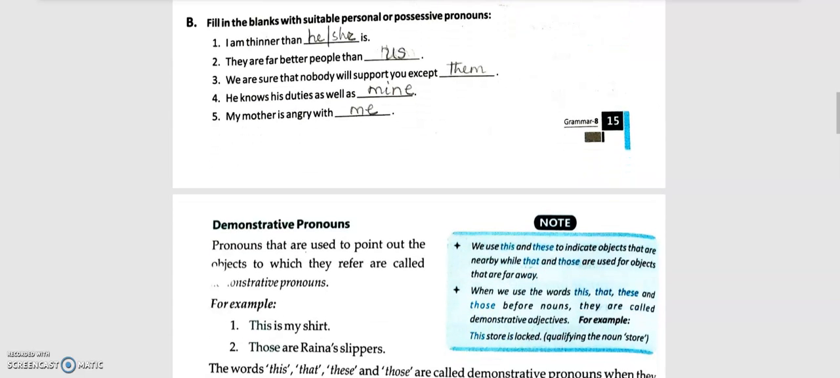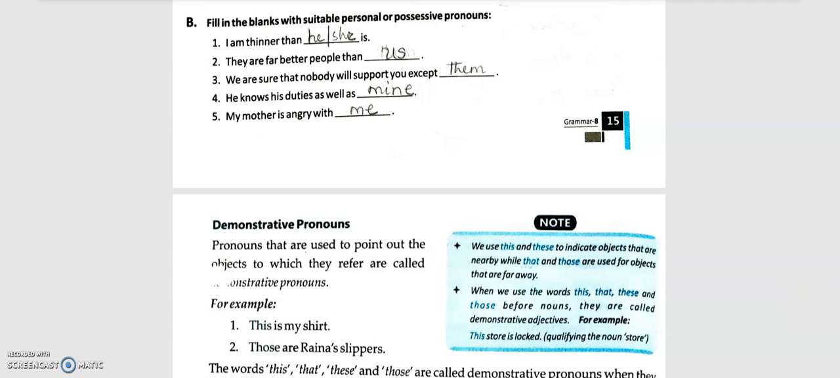Fill in the blanks with suitable personal or possessive pronouns. I am thinner than he or she is. Okay? I am is a personal pronoun. Then we have he, she. They are far better people than us. We are sure that nobody will support you except them. He knows his duties as well as mine. My mother is angry with me. You see, so we have personal pronoun me. This is a possessive pronoun. This is a third person pronoun. Okay, so this is how we make use of pronouns when we don't want to use a noun again and again.